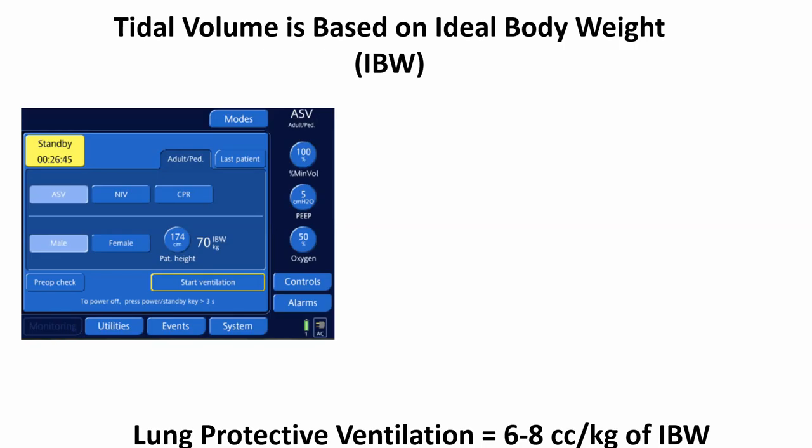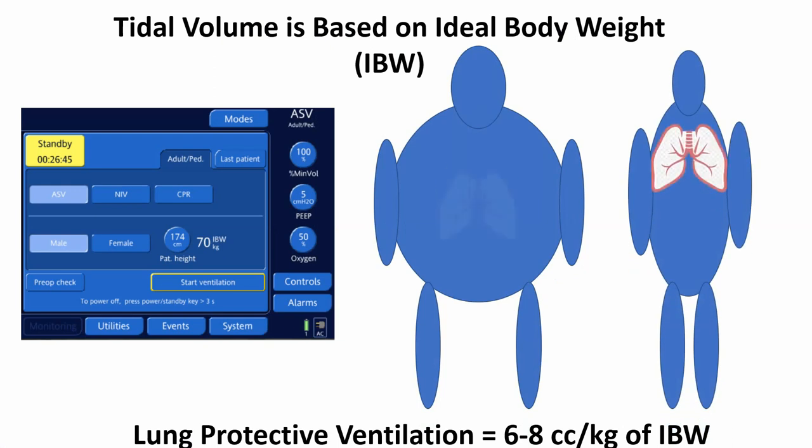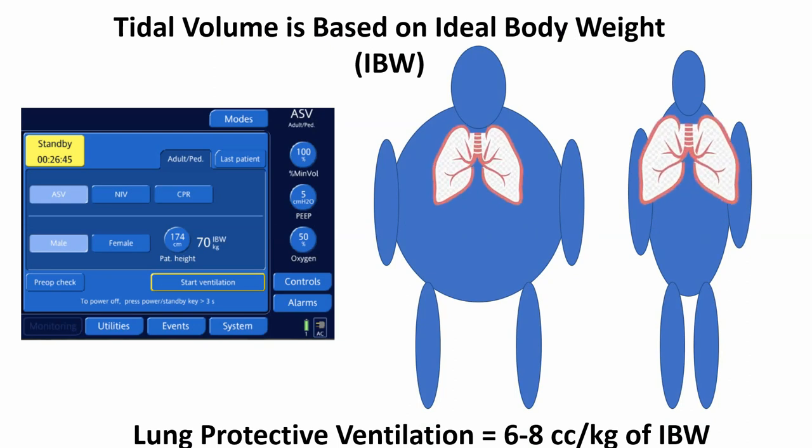Your tidal volume is always based on ideal body weight. And the tidal volume should be 6 to 8 cc's per kilogram of ideal body weight. Why not the actual body weight? Well, because if you have a patient this size and a patient this size, their lungs are the same size as long as they're the same height in general. Your lungs don't get any bigger if you gain weight. They stay the same size.